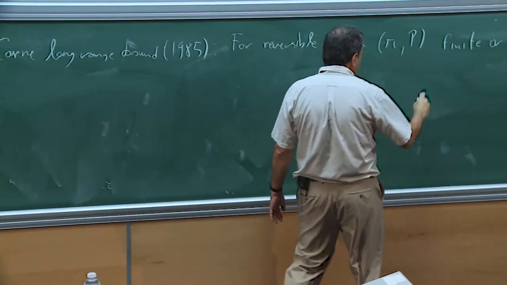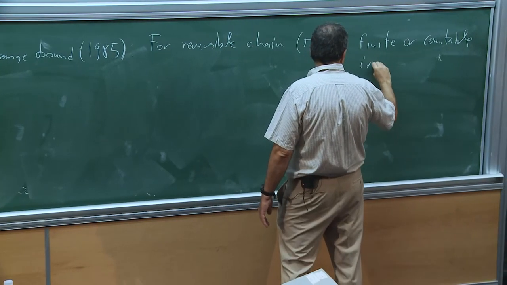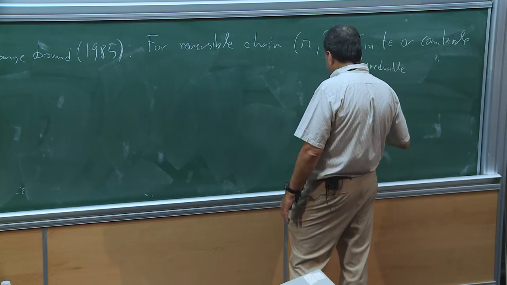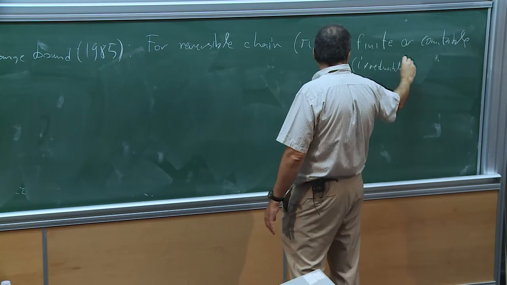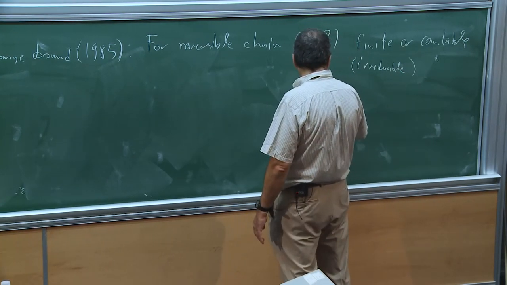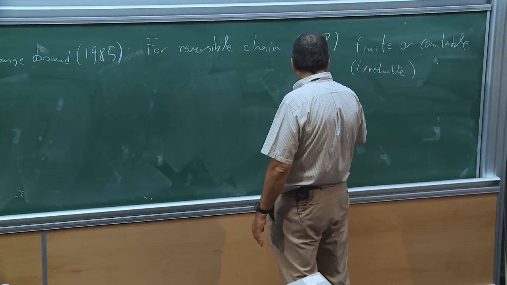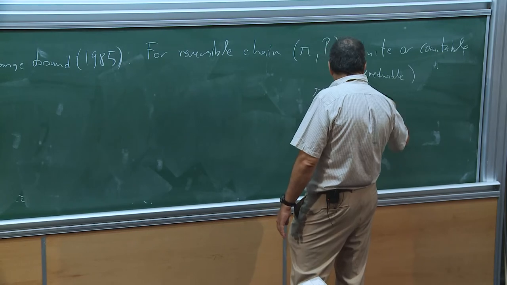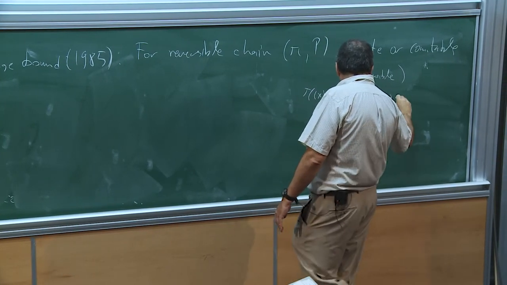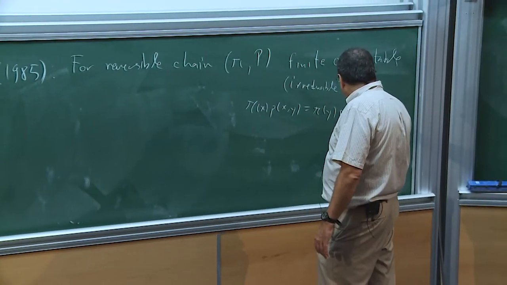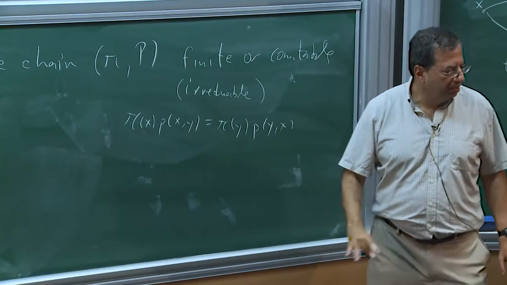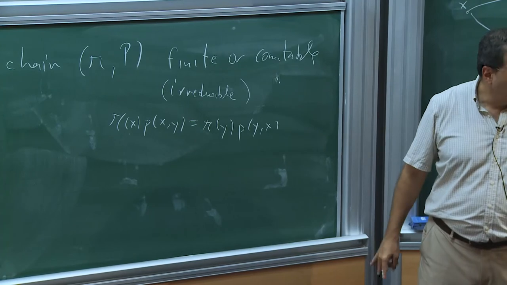And let's make it irreducible. So then this can be dispensed with. So again, I remind you, reversible means that pi of x p_xy is pi of y p_yx. And I'm going to write p_xy, sometimes small p, sometimes big P. It means the same thing, just a transition probability from x to y.